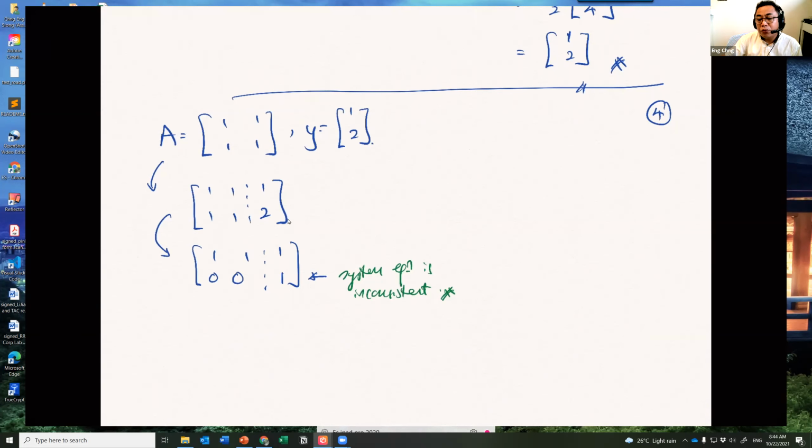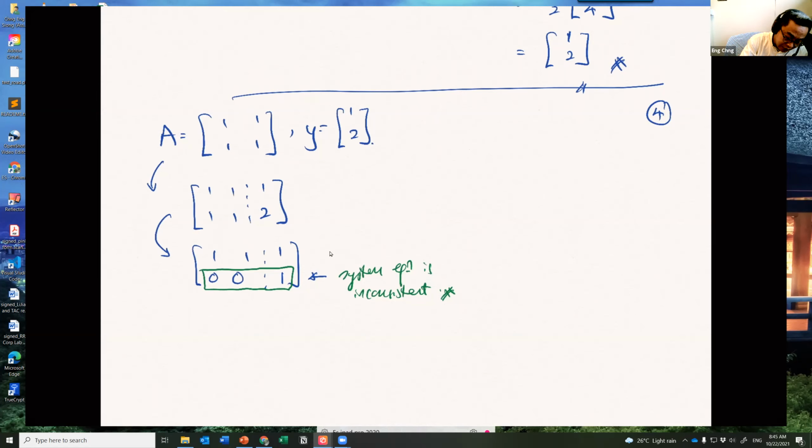When you perform row reduction, it shows itself as 0 equals to some value, not equal to 0. If you have 0 equals 0, then you're perfectly fine. So when would 0 equal 0?